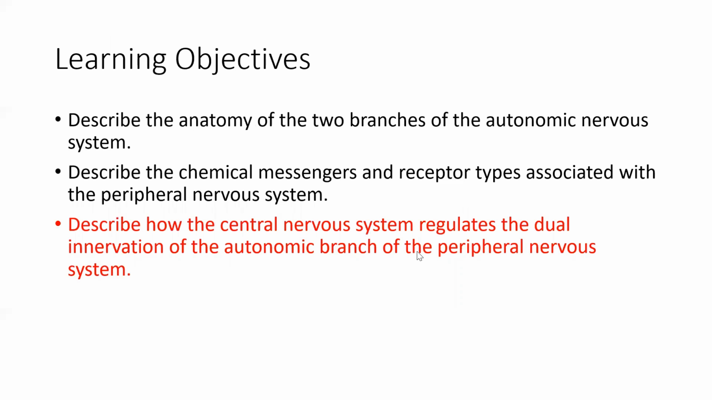We'll get into our third objective here in the last few minutes, which is to describe how the central nervous system regulates the dual innervation of the autonomic branch of the peripheral nervous system. In other words, how do those integrating centers receive those input signals, make sense of everything, and then send that response down to these effector tissues?